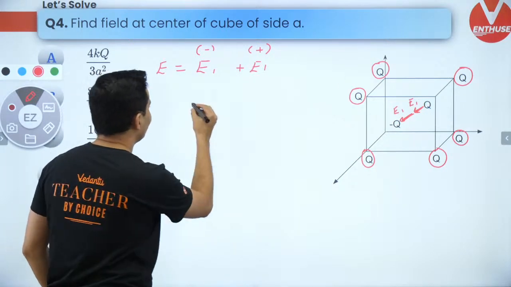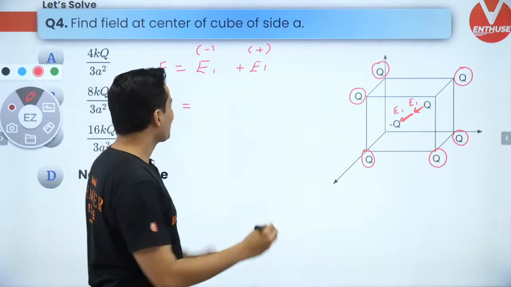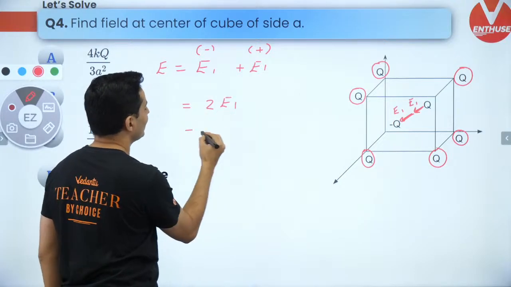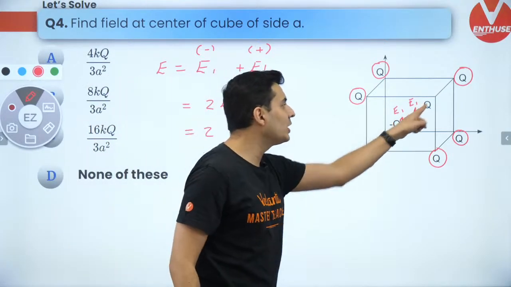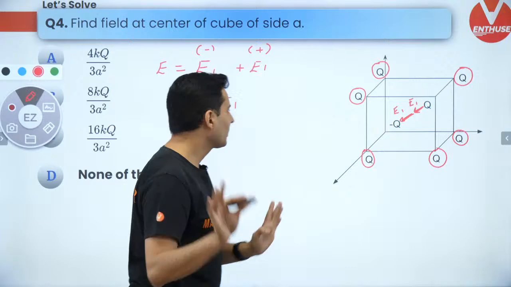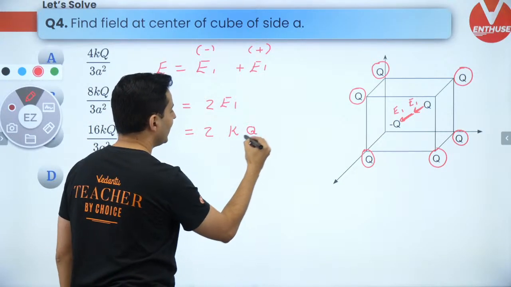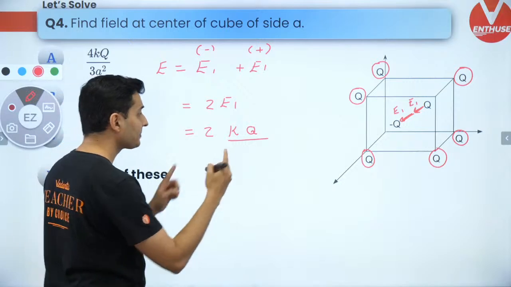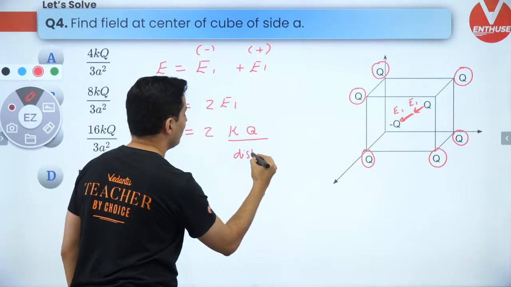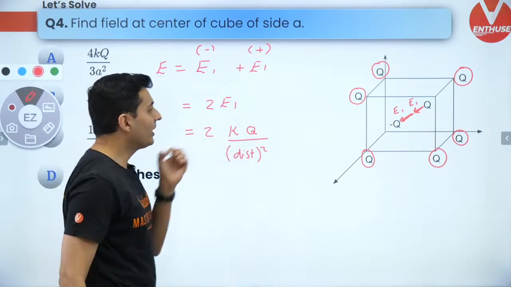So 2 times E1. Now what is E1, guys? The field due to any of these charges at the center. That will be K times Q divided by the distance, whole square. Now what is the distance?